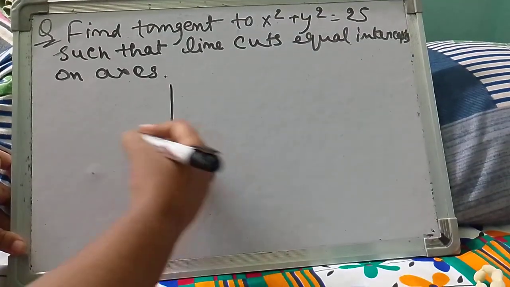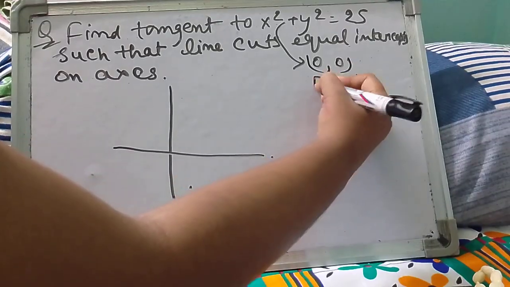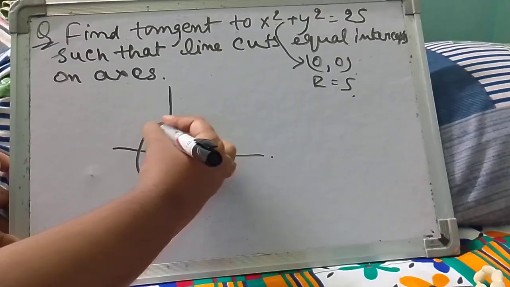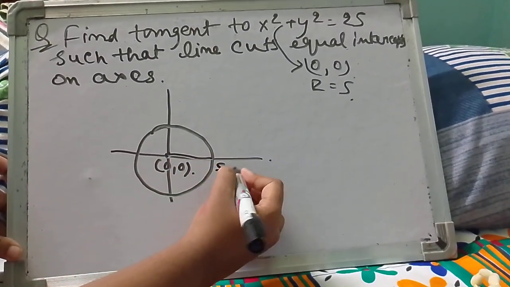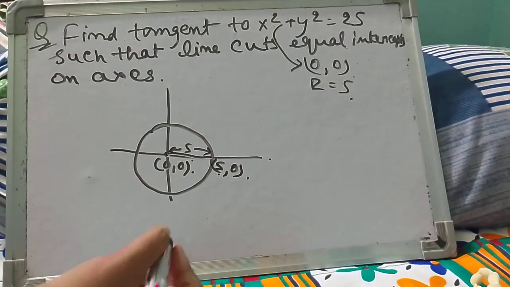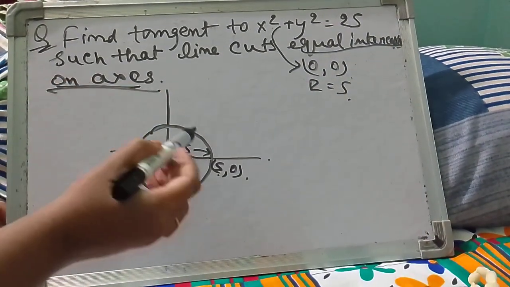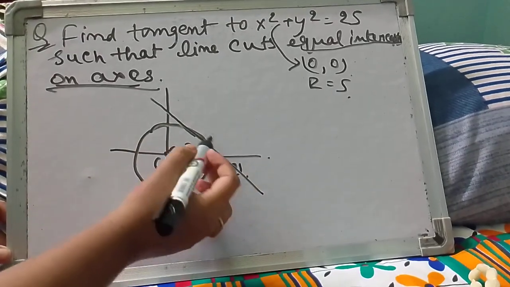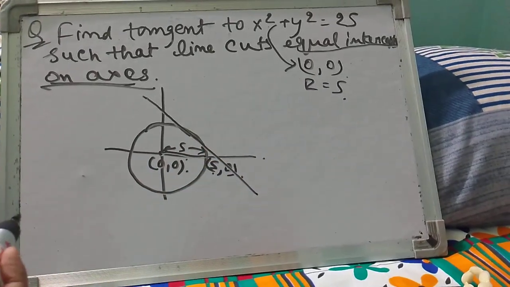Means this circle's center is at 0, 0 and radius is 5. So this circle will be like this, 0, 0, and its radius is 5. So this point is 5, 0, and the tangent will cut equal intercepts on both the axes. Means the tangent will pass like this.